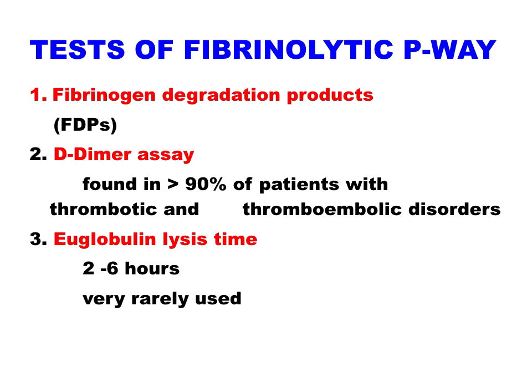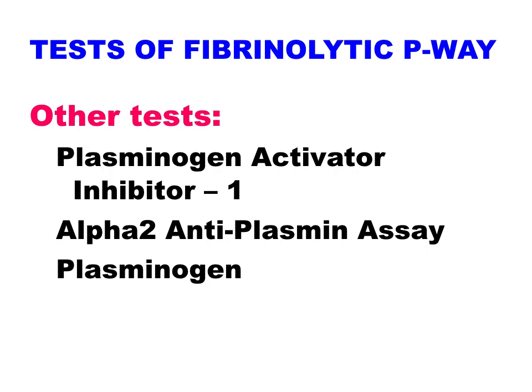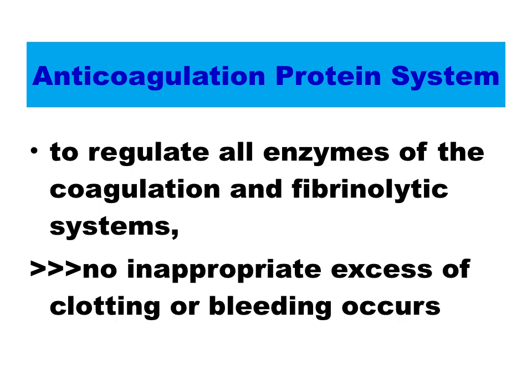So how do we check on the fibrinolytic pathway? We can do fibrin degradation product determination. We can also do the D-dimer assay. D-dimers are also FDPs. They are found in more than 90% of patients with thrombotic and thromboembolic disorders. We can make use of euglobulin lysis time that will take about 2 to 6 hours, and because of the length of time, this is very rarely used. Other tests are the following that will check on the fibrinolytic system.